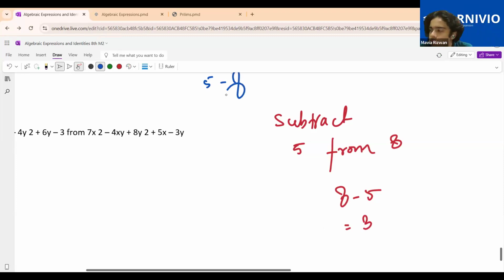Okay, guys, is this clear first? Yes, sir. Okay, yeah.